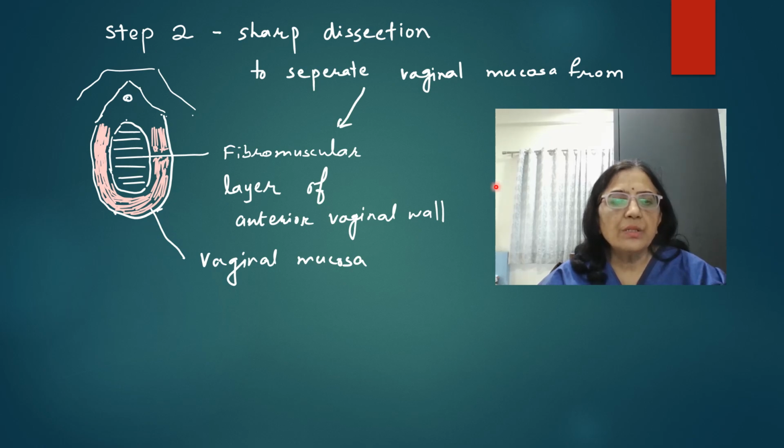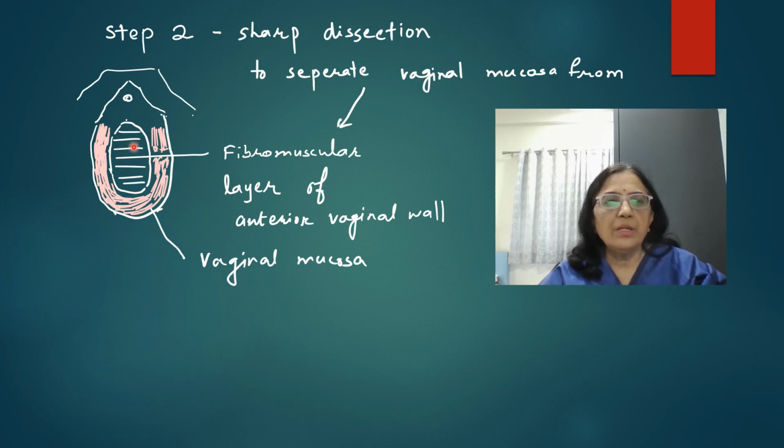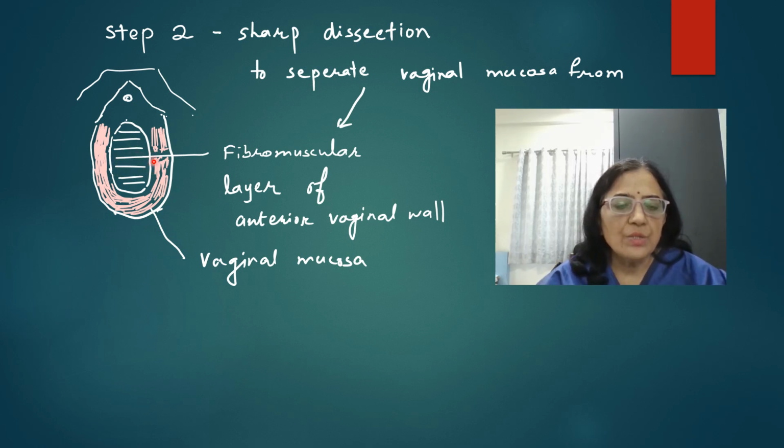Step 2 is to do a sharp dissection to separate vaginal mucosa from underlying fibromuscular layer of anterior vaginal wall. So we have to do the dissection with the scissor in the correct plane so that only the vaginal epithelium remains separated and the underlying fibromuscular layer of the anterior vaginal wall remains intact over the bladder.